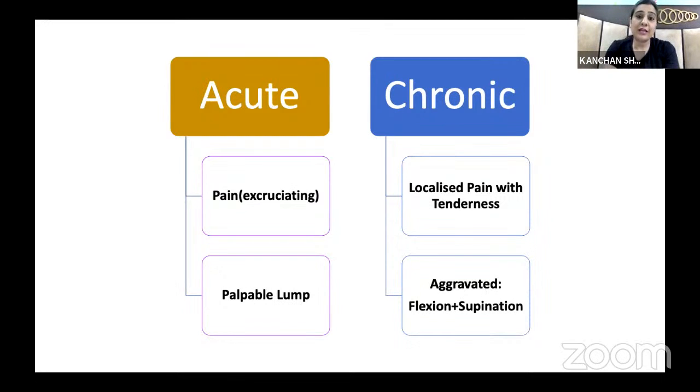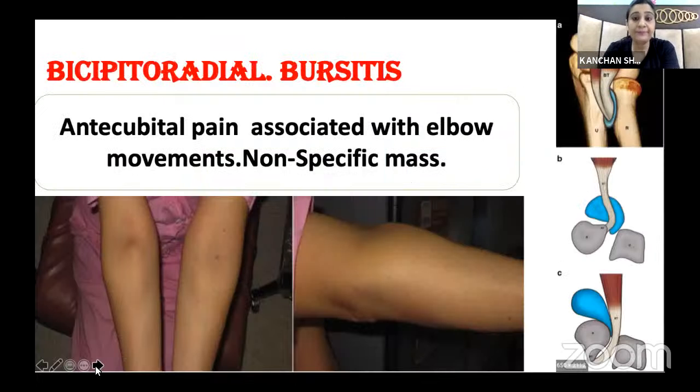And if you try to supinate your forearm and flex the elbow joint, this is going to be painful. But remember, you need to do the flexion in the extended position and supination in the flexed position. Fine. So that was all about inflammation of the biceps tendon and its clinical presentation.